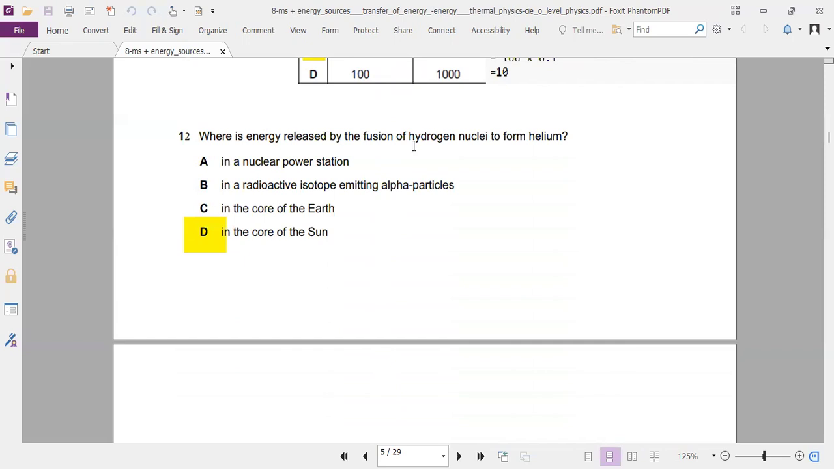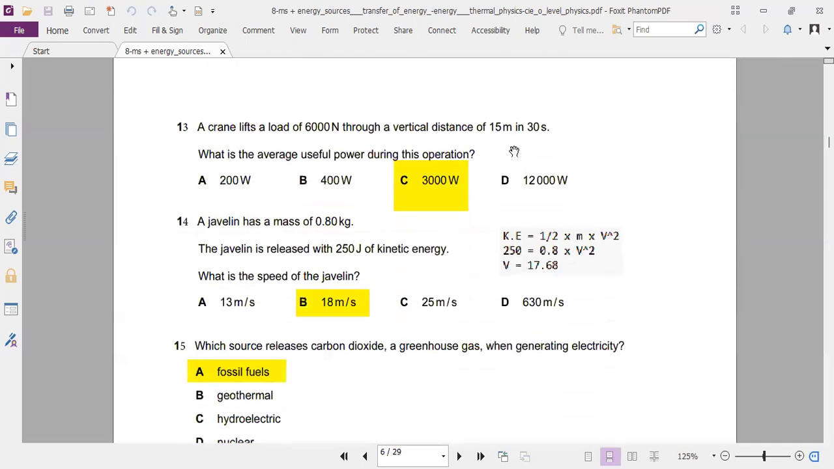Energy is released by the fusion of hydrogen to helium in the core of the sun. A crane lifts 600 newtons through a vertical height of 15 meters in 30 seconds. Which is the average power? Well, just apply the data: power is equal to energy per unit time, and this gives 3000.